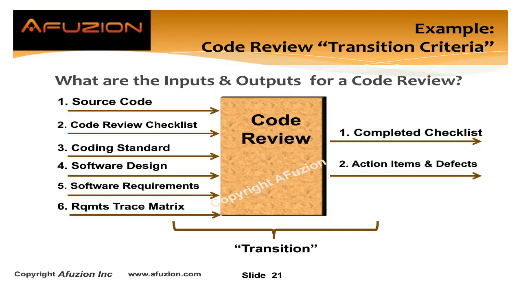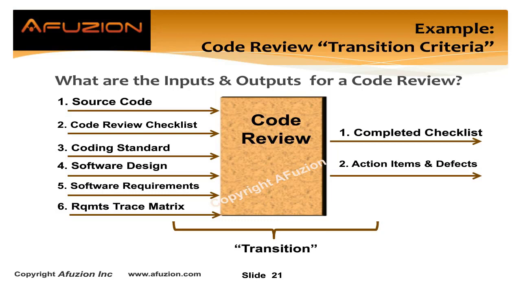The outputs: completed checklist, using all 6 of those, and notation of action items and defects with a feedback loop to close those defects. That's the transition. Almost always in our 110 gap analyses that we've done, this is a missing criteria.